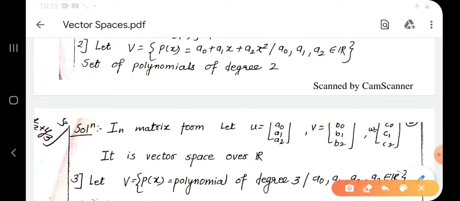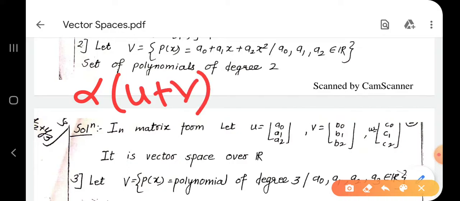Now what is the 7th condition? The 7th condition is alpha into u plus v, or you may take alpha plus beta into u, no problem. We will take the 7th and 8th at a time because both are almost the same. If we know p of x and q of x, we did it: a0 plus b0, a1 plus b1, a2 plus b2, like that.